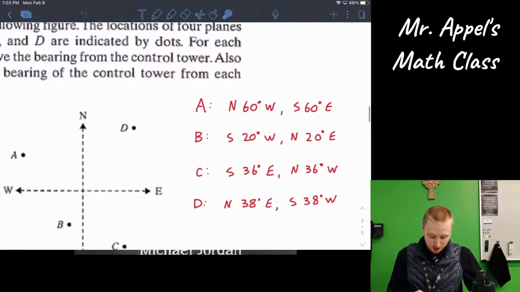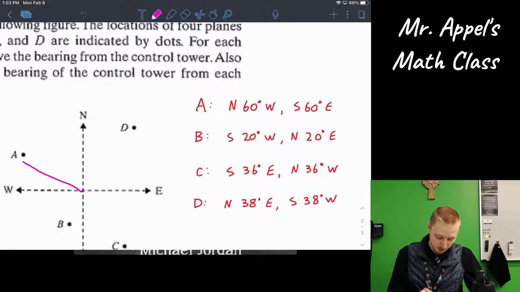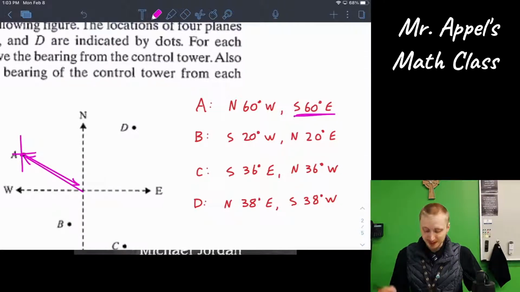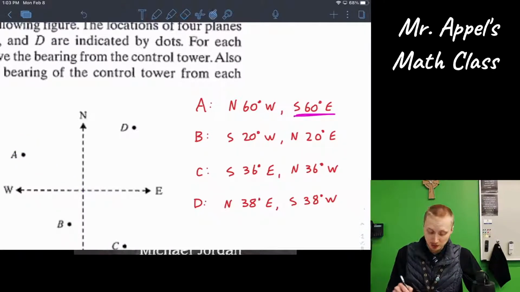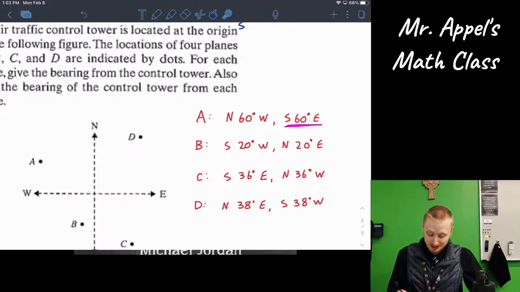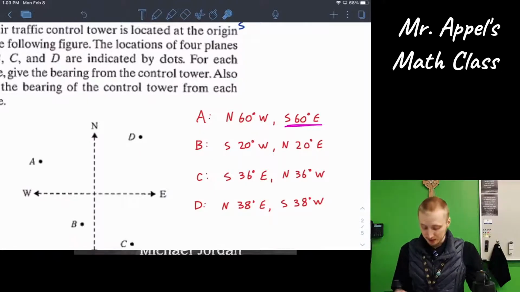North 60 degrees west is saying from north turn 60 degrees towards west, and that's this direction. But the second one is saying from the plane, now go the other way back towards the tower: south 60 degrees east. And this is why planes and ships like bearing instead of azimuth, because to travel back and forth, you keep the same degree number, but you switch the cardinal direction. Instead of northwest, you have southeast. Right? And they all switch there.